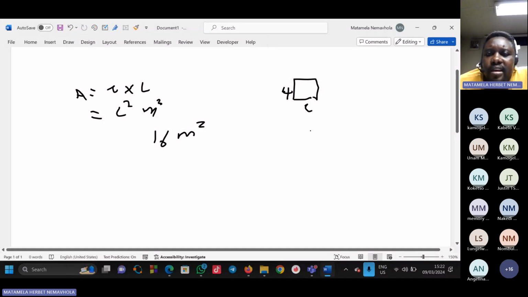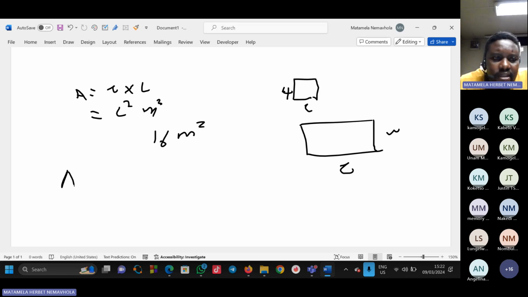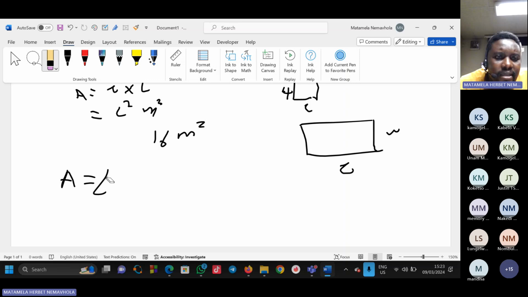So the area of a rectangle, if we have L and W, is going to be L multiplied by W. The area of a rectangle is equal to L multiplied by W.